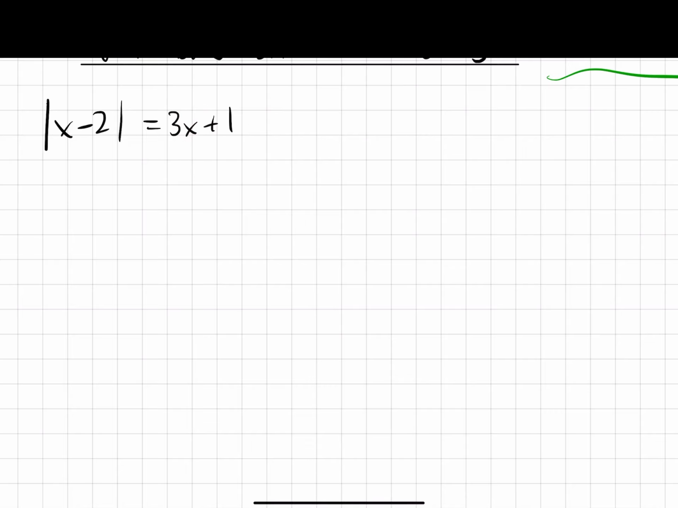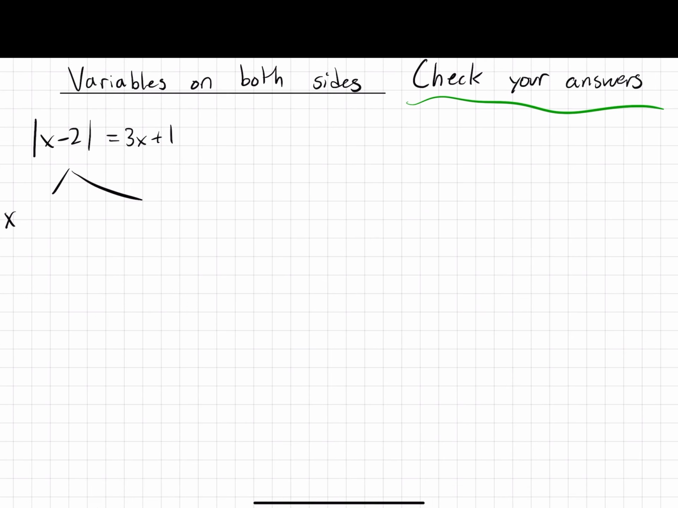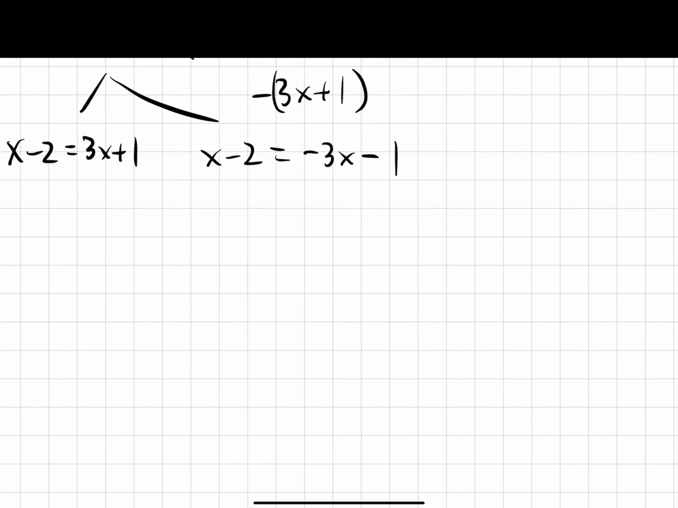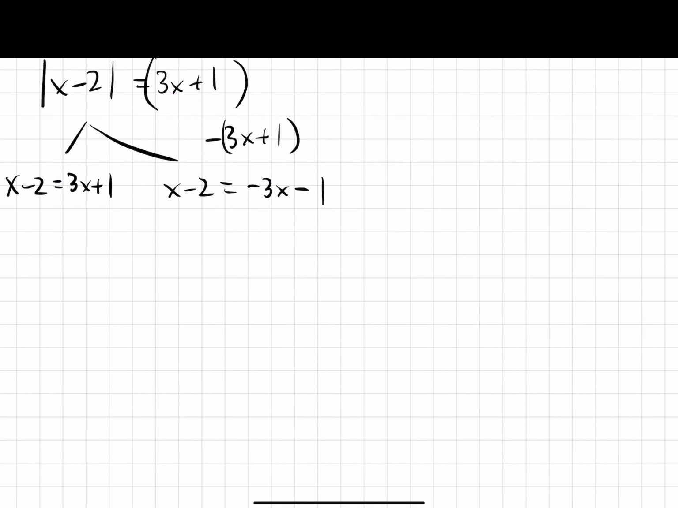That's all I need to know, is that are there times when it's possible? And yes, there are. So we split it. X minus 2 equals the original, and x minus 2 equals the opposite of 3x plus 1. The opposite of 3x plus 1 is negative 3x minus 1. So you have to negate the entire side. And then we do our math.